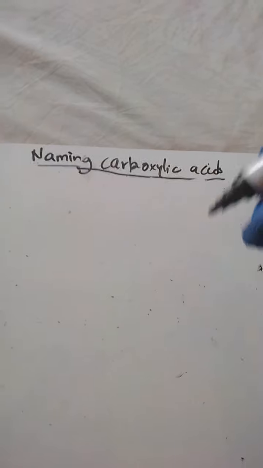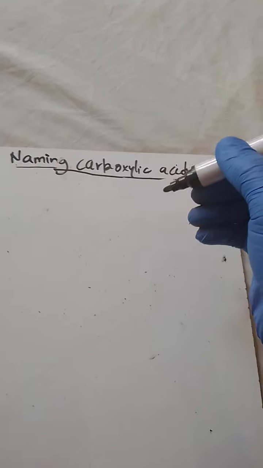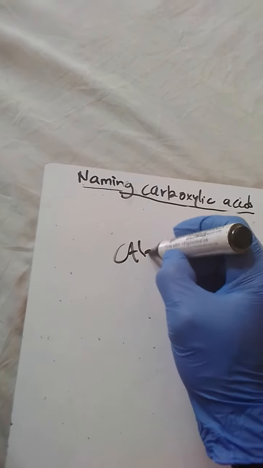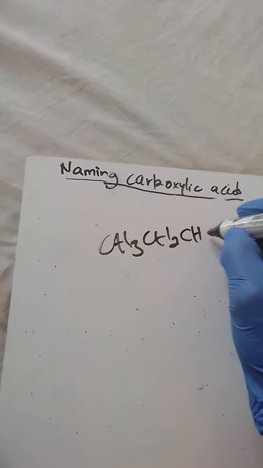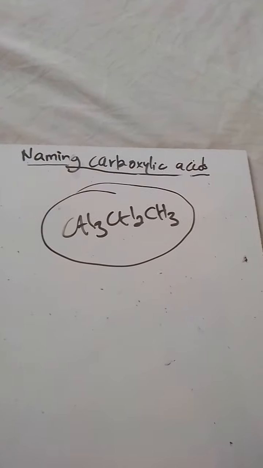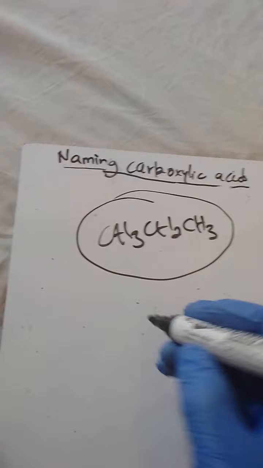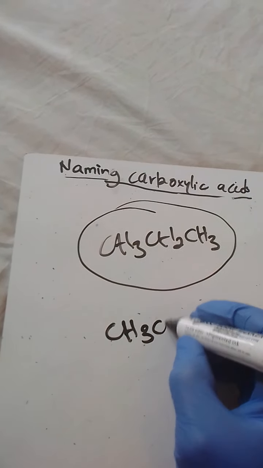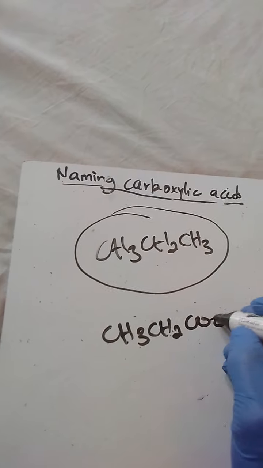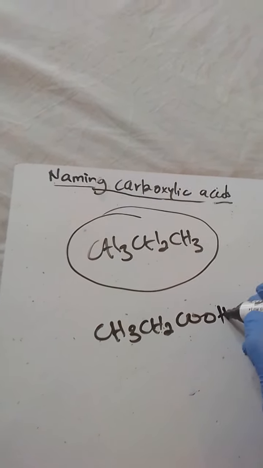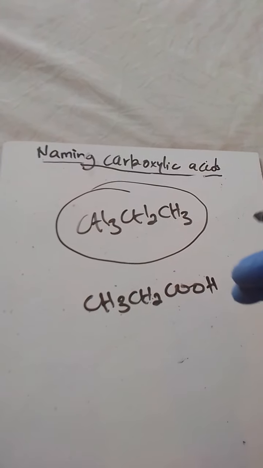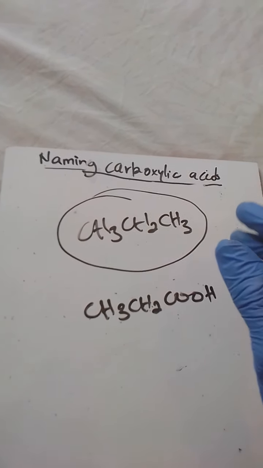In naming carboxylic acid, we do so by counting the number of carbons in them as we do in alkanes. For example, in alkanes, if you have a three-member chain like this, this is an alkane, a three-member chain alkane, which we call propane. So we have a carboxylic acid having 3 carbons. With this one we call it propanoic acid. So it is very simple.